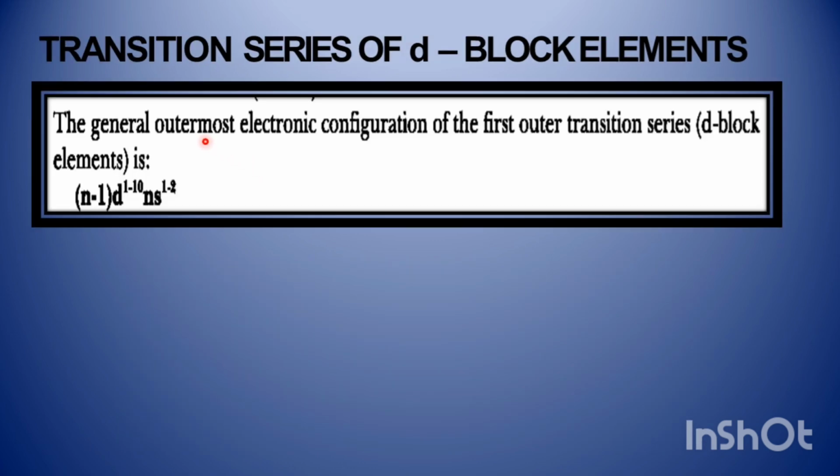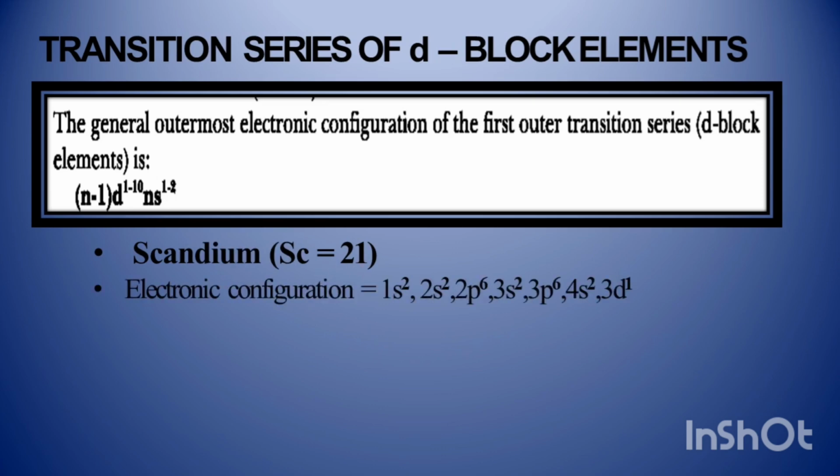Students, the general outermost electronic configuration of the first outer transition series of D block elements is given by (n-1)d^1-10 ns^1-2. Now let us apply this general outermost electronic configuration on scandium having atomic number 21. Now students, the electronic configuration of scandium is 1s2, 2s2, 2p6, 3s2, 3p6, 4s2 and 3d1. The formula is given as follows.